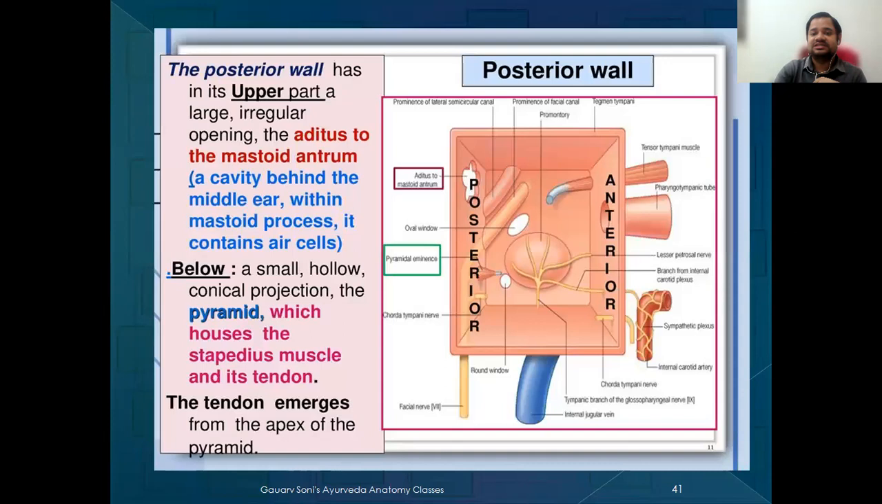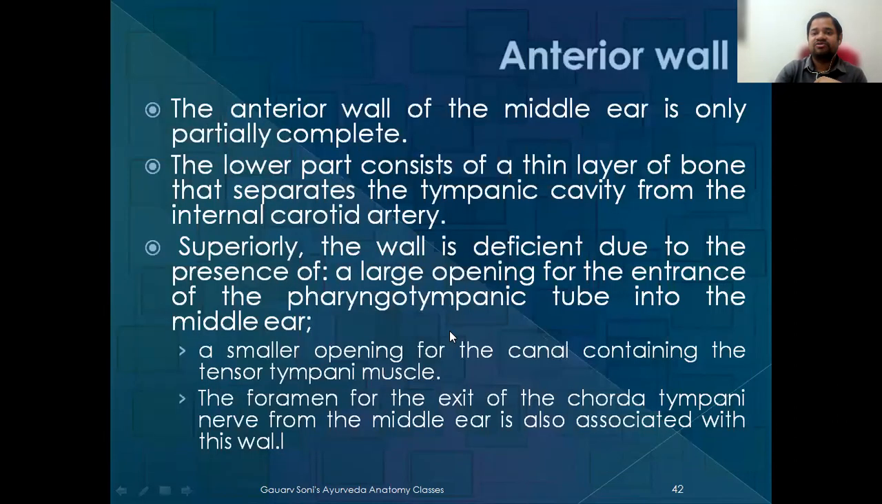So here you can see this is a diagrammatic representation. You can see this is the posterior wall. It is the aditus to the mastoid antrum. Then you can see the pyramidal eminence for the stapedius muscle. Then the rest of the part is formed by the bony structure. Okay, so these are the characteristics of the posterior wall.